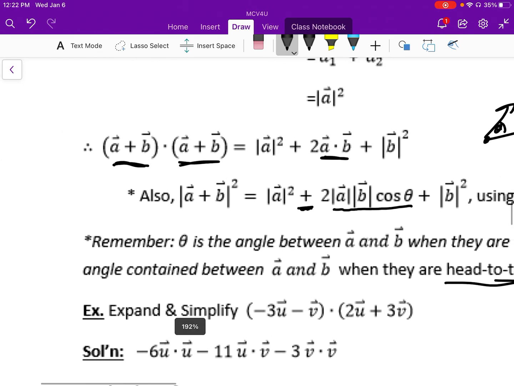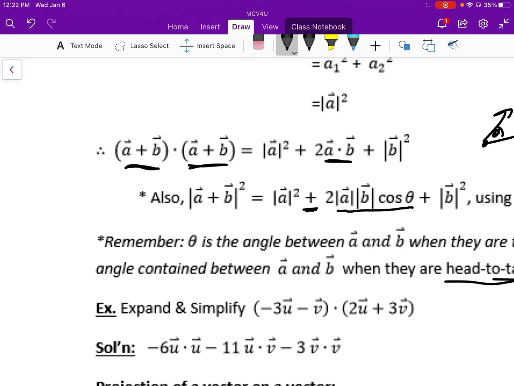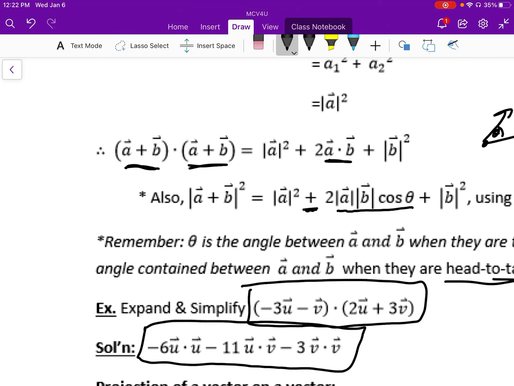What I want you to take a look at and understand on your own, I want you to pause the video so that you can go through this yourself, is expand this out so that you can see that you will get this result. When you expand the dot product, you're using the exact same principles as when you were just expanding scalar quantities together. So all those things that you've been doing over the last couple of years, they work with the dot product included.